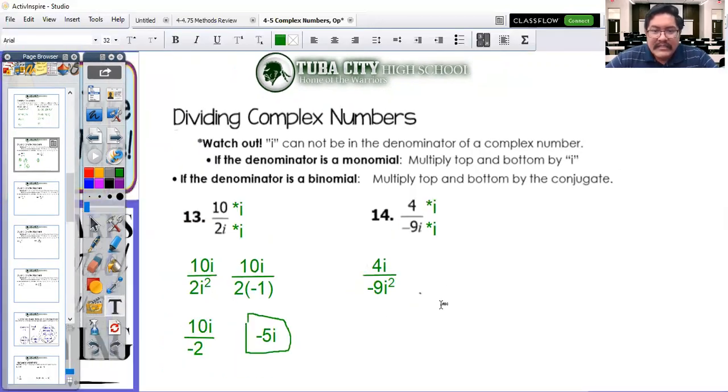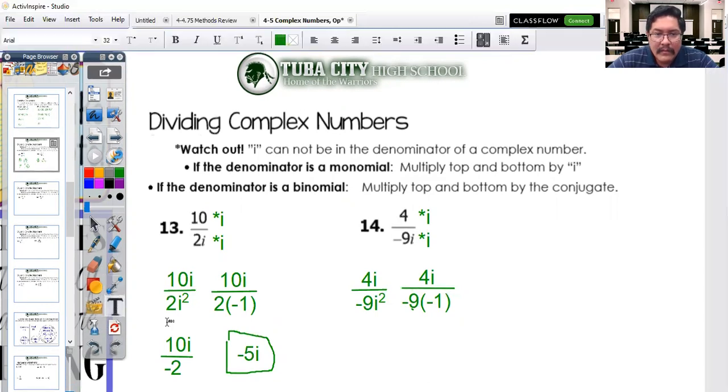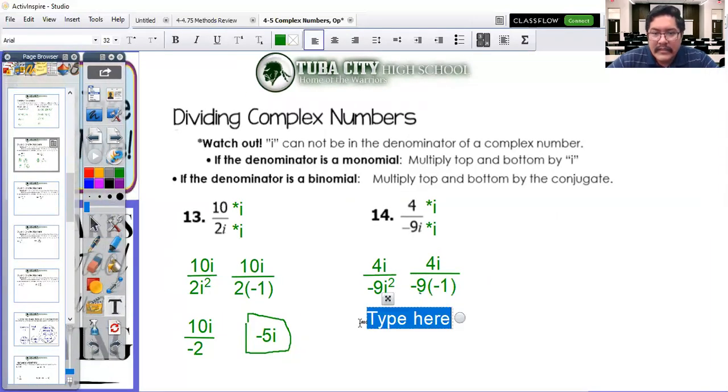Okay, make sure I didn't miss anything. And then I'm going to work sideways here. So I get 4i over -9 times -1. So again, just replace the i squared with -1, so that way it becomes a real number, so we're not dealing with that imaginary number anymore. And then here I'm going to have 4i over 9, well they're both negatives, so that'd be just 9. So that would just make that plain old 9.